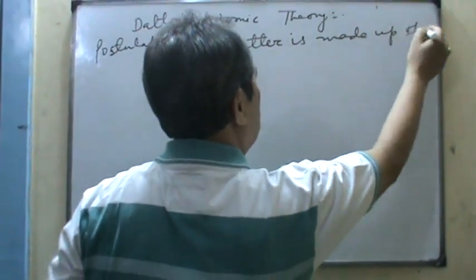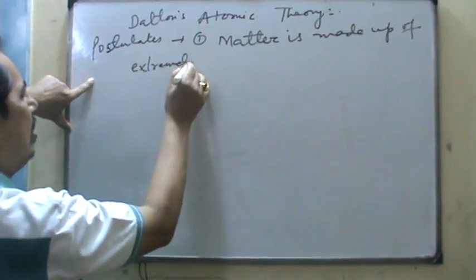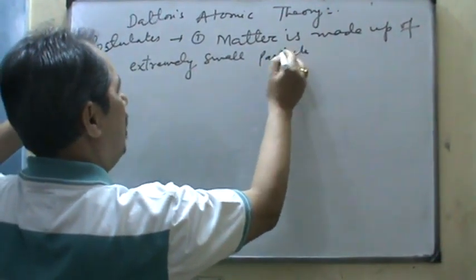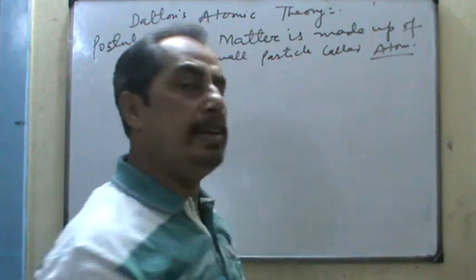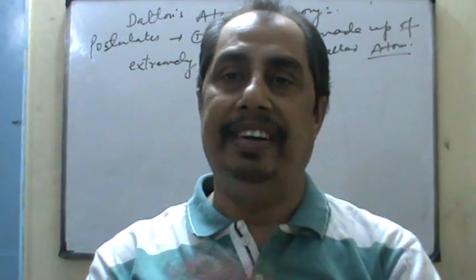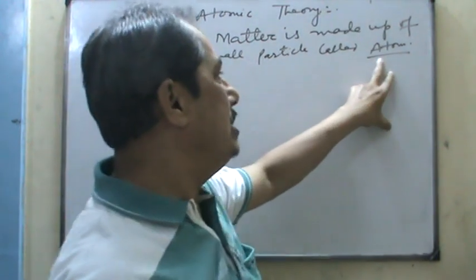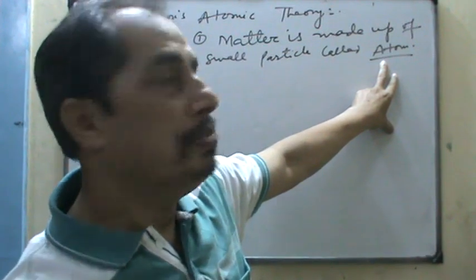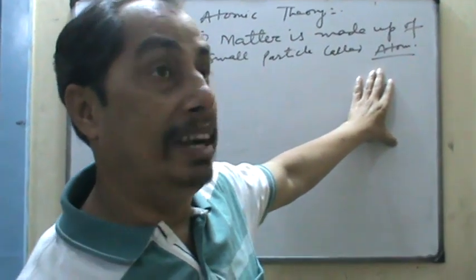made up of extremely small particle called what? Atom. Atom is made by two words, a plus tome, not cut, not divisible. It is a Greek word. So according to Dalton, that atom is such a substance, इससे छोटा दुनिया में कुछ नहीं होता. इसका मतलब that is atom is the extremely small particle of an matter.